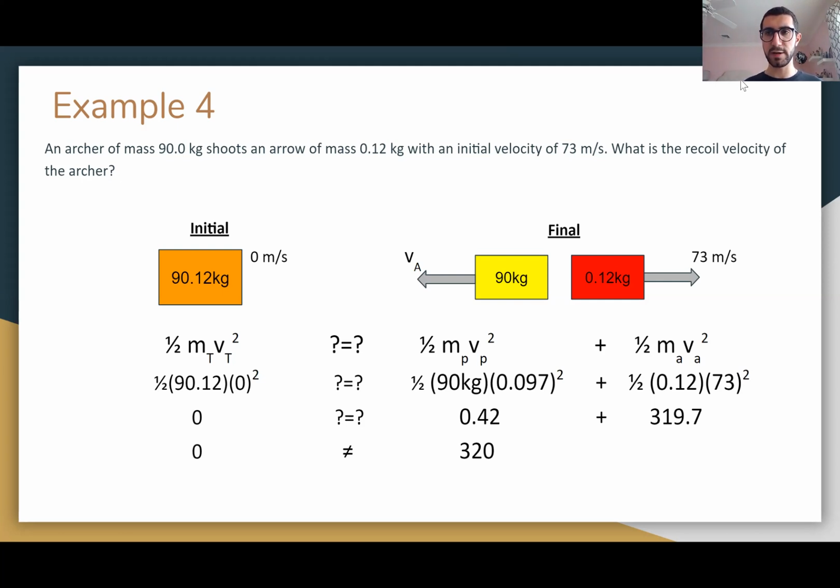So where did that kinetic energy come from? Well, it came from the explosion. It came from the drawing back of the string on the bow and arrow. So we call that potential energy. It has the potential to turn into kinetic energy. And we'll be learning more about that come the next few lectures.